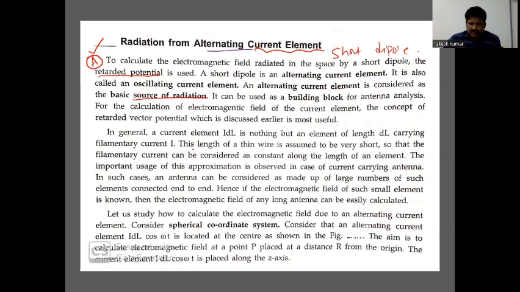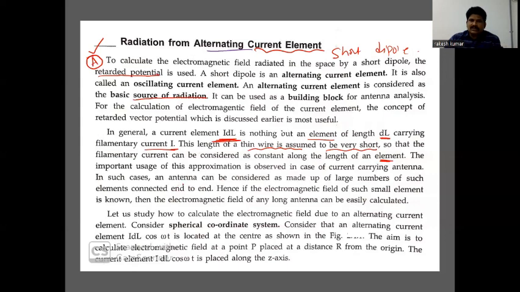In general, an ideal current element is nothing but an element of length dl carrying an elementary current I. The length of the thin wire is assumed to be very short, so that the filamentary elementary current can be considered constant along the length of the element. The important usage of this approximation is observed in the case of current-carrying antennas.